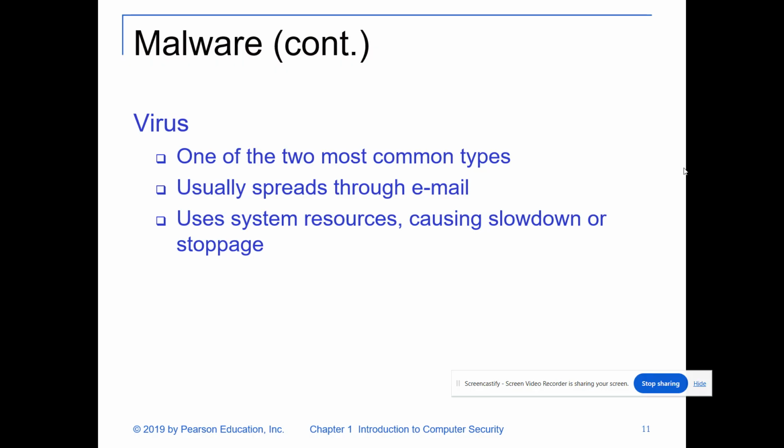The virus, one of the two most common types, usually spreads itself through unsuspecting users' email. Even without malicious payload, rapid replication uses system resources, which ultimately cause that slowdown or the stoppage within the network.